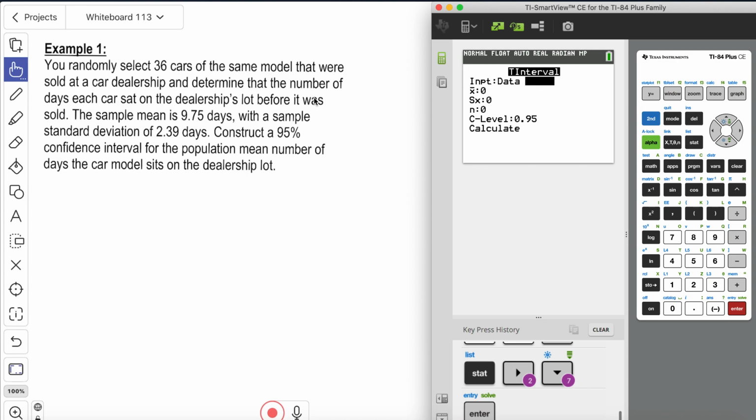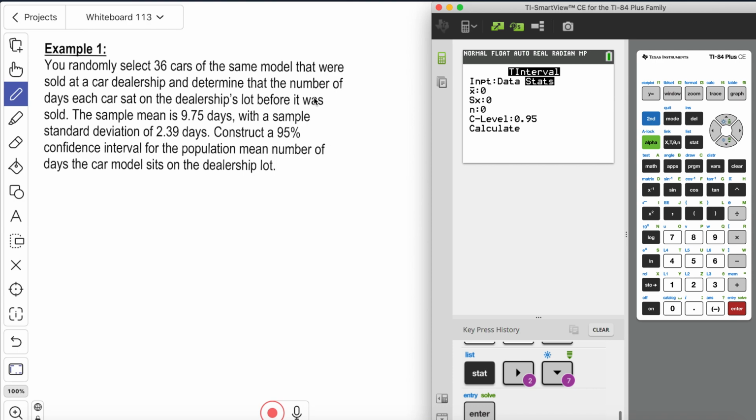It says you randomly select 36 cars of the same model that were sold at a car dealership and determine the number of days each car sat on the dealership's lot before it was sold. The sample mean is 9.75 days with a sample standard deviation of 2.39 days. Construct a 95% confidence interval for the population mean number of days the car model sits on the dealership lot. So for these problems, if you're using a calculator, you're going to identify the different variables that it's asking you for.